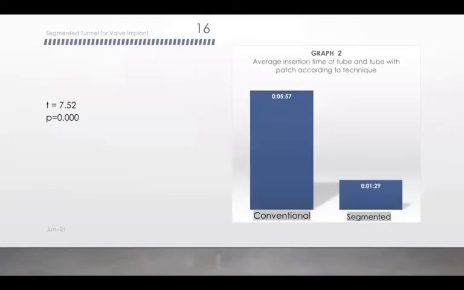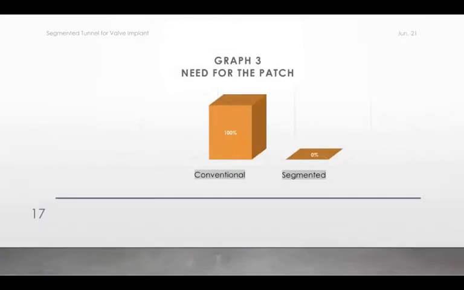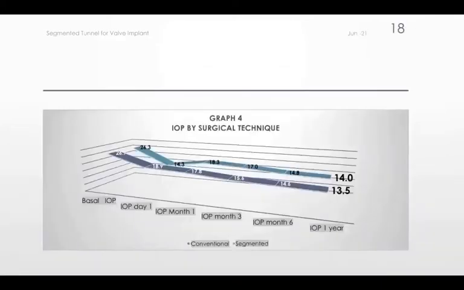In the results, surgeons know how important the time in surgery is, and in this graph, we assess the time that could be reduced to have the tube in place and protected with a patch or scleral graft according to the technique. The average time with the conventional technique was 5 minutes and 57 seconds versus 1 minute 29 seconds in the segmented tunnel technique. Only one of the techniques requires the patch. It's an advantage. In this graph, we can see that both techniques achieved good intraocular pressure control 1 year after the study.